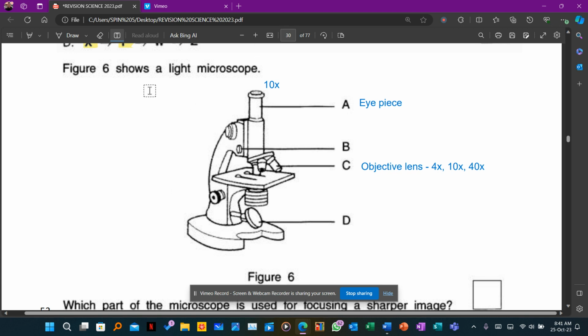Then B here you have, not sure actually that one, because you can see here there are different knobs. Just look at the size of the knob. But B is not clear. But this one, if you look at it, it's slightly tricky actually. Yeah? So D is mirror or a light source.